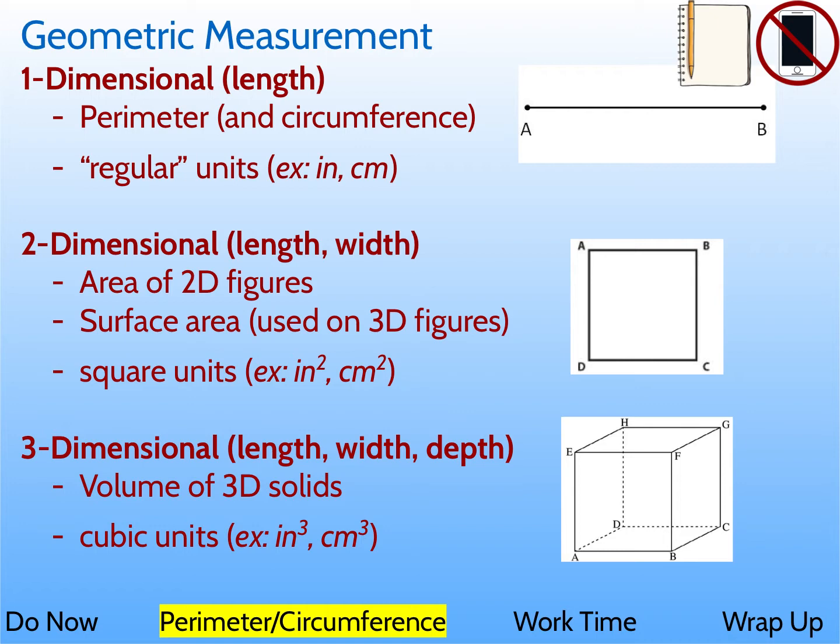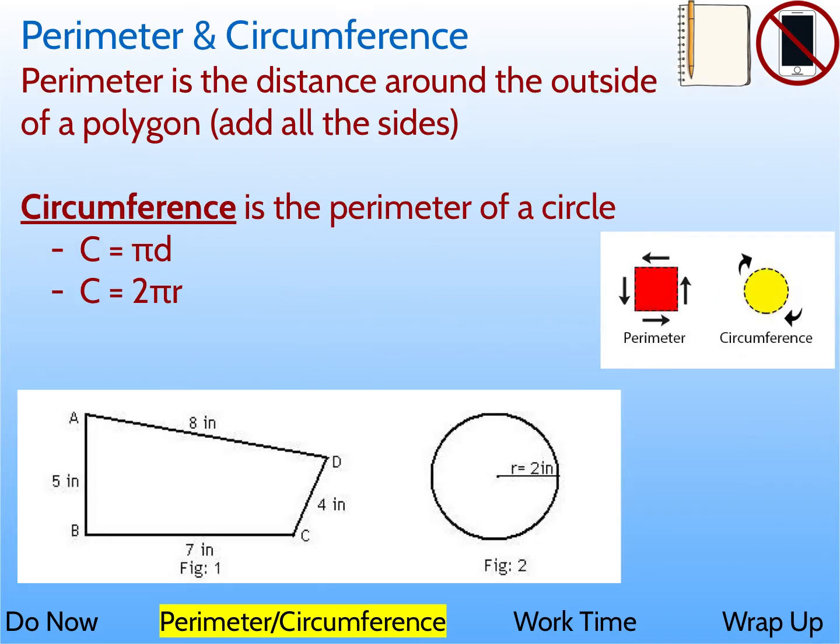And finally, we have three-dimensional measurement, which includes length, width, and depth, like this cube right here. That's typically just volume of three-dimensional solids, and those are measured in cubic units, like inches cubed or centimeters cubed. Today we're going to be talking about the one-dimensional measurements of perimeter and circumference.